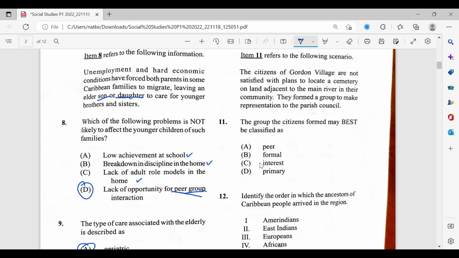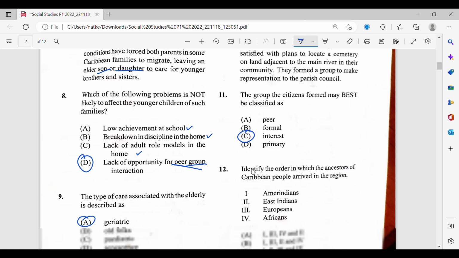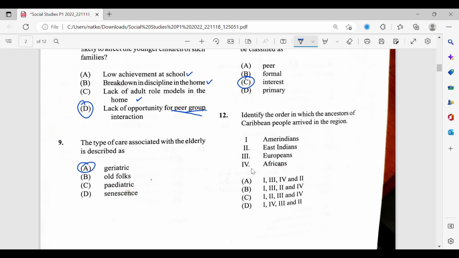So that would have been an interest group because that's the main reason for creating this in the first place. Number 12, identify the order in which the ancestors of Caribbean people arrived in the region. So first, you would have had the Amerindians who were here. So you notice all of them started off with I. So yes, we know that we're on the right path.